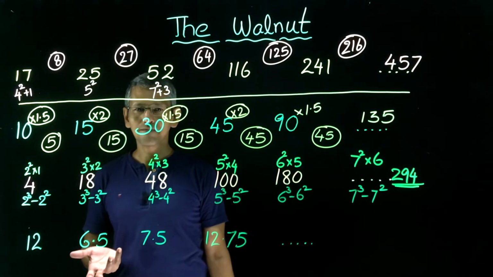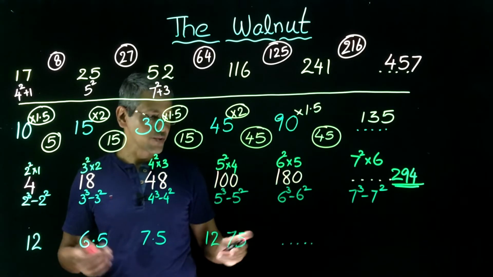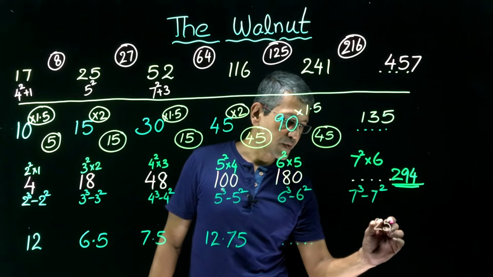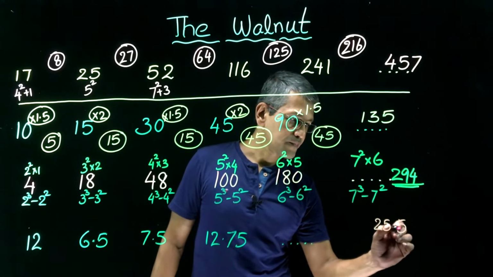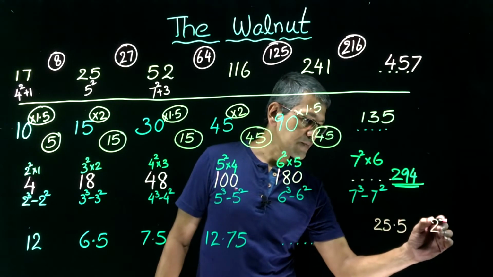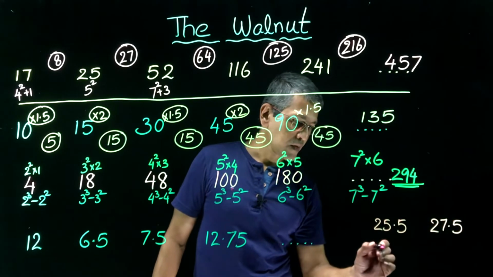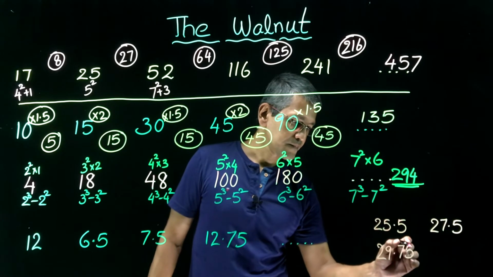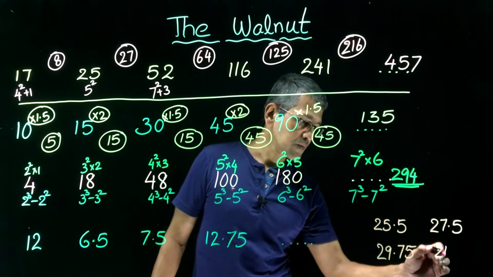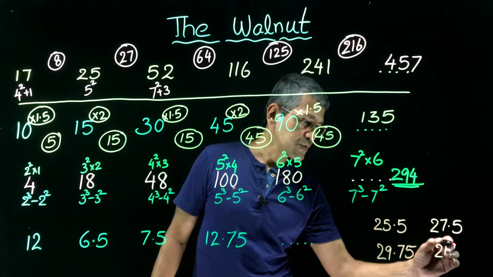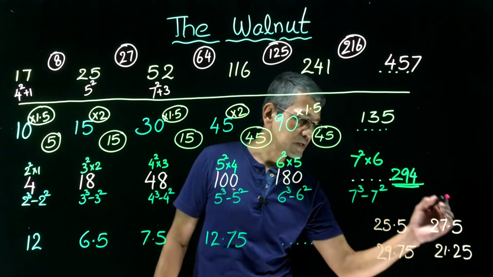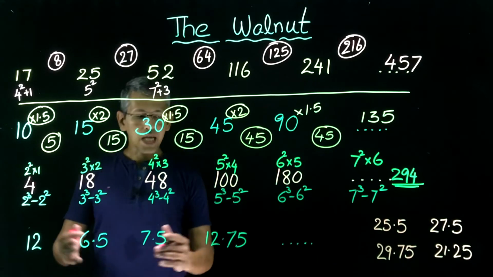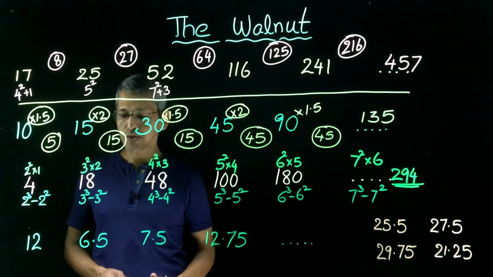Is there a pattern? I'll give you answer choices as well here. The answer choices are 25.5, 27.5, 29.75, and 21.25. So these are the answer choices we have. So any idea? Any kind of pattern you see here?